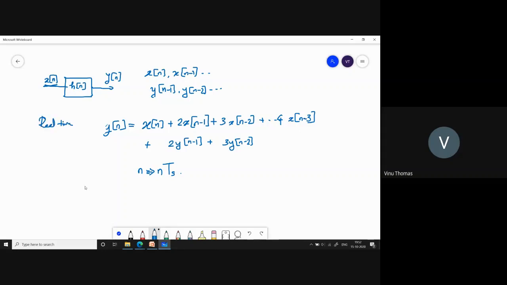So my question to you is, is it possible to have a filter for real time processing where y of n can be written as x of n plus 2x of n plus 1 plus y of n plus 1? Can I have a filter like this? I will request one of you to answer this.